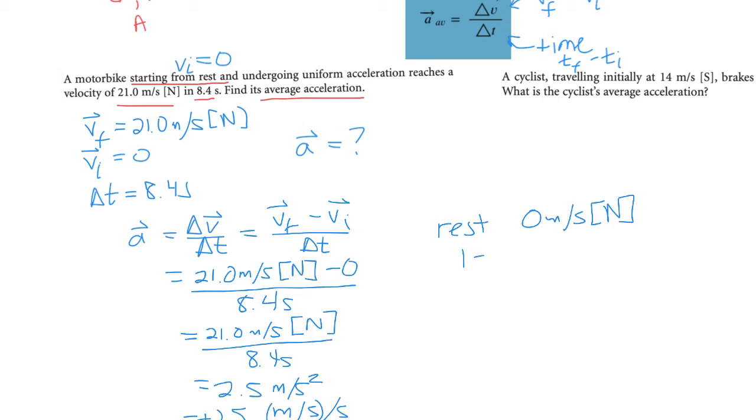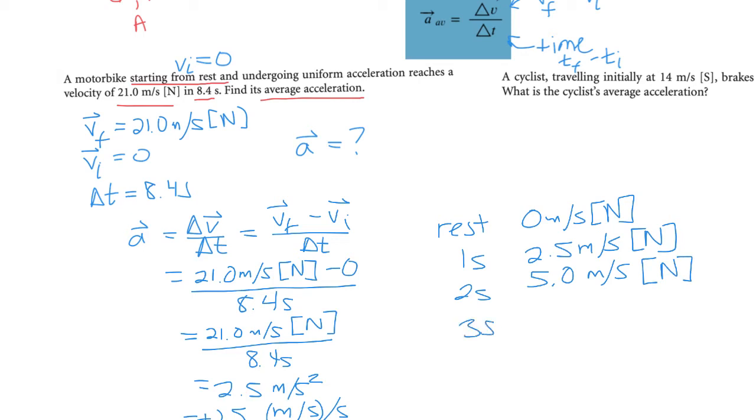And then at 1 second, it would be 2.5 meters per second north. And then the next second, it's increasing its speed by another 2.5. So at 2 seconds, it would be 5.0 meters per second north. And I could keep going. At 3 seconds, it would be another 2.5 meters per second, so it would be 7.5 meters per second.